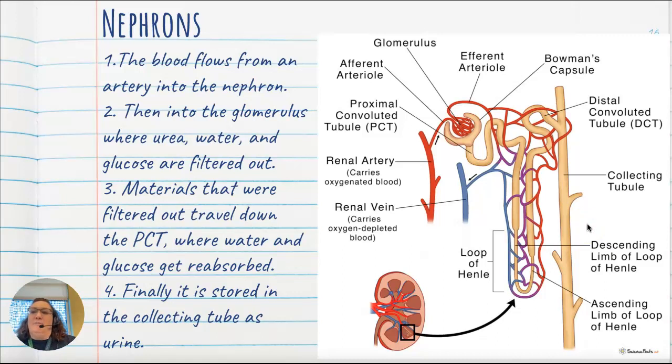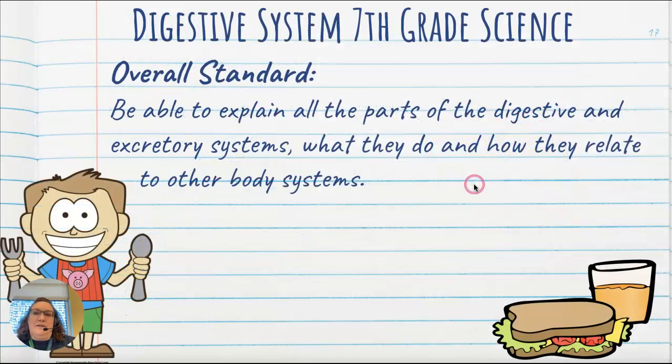So for the most part, we now have gone through all of the parts of the digestive system, how they work and how they relate to both the excretory system and the circulatory system, which we just learned in our last unit. So hopefully now you know how everything relates to each other and what all the major parts are.